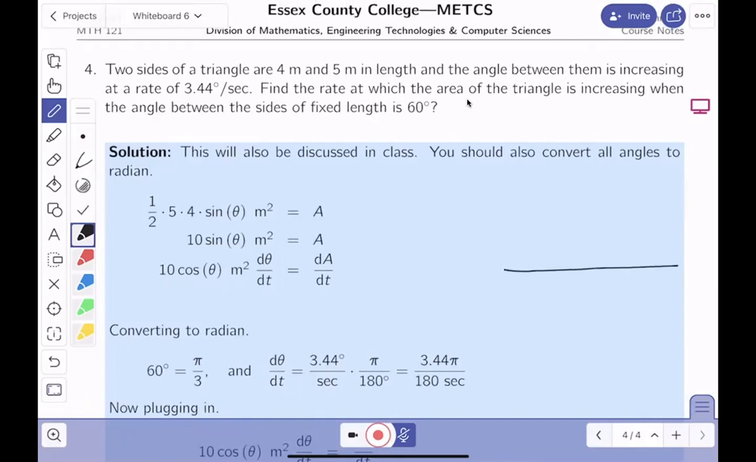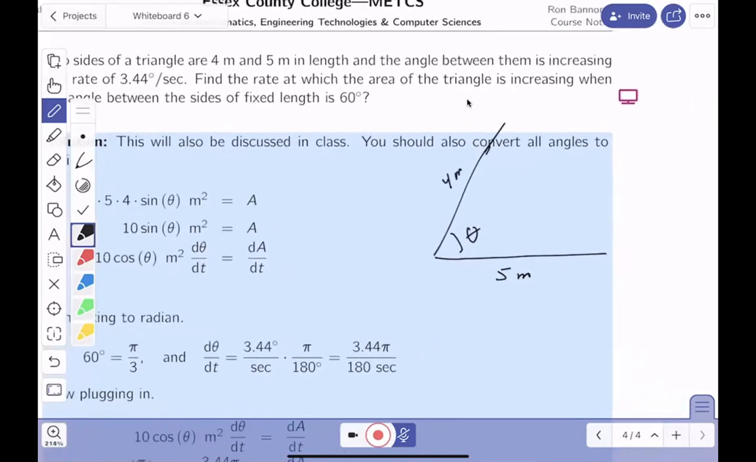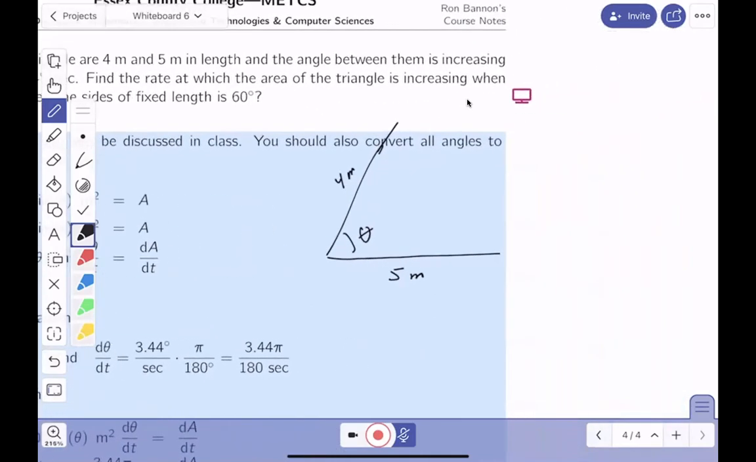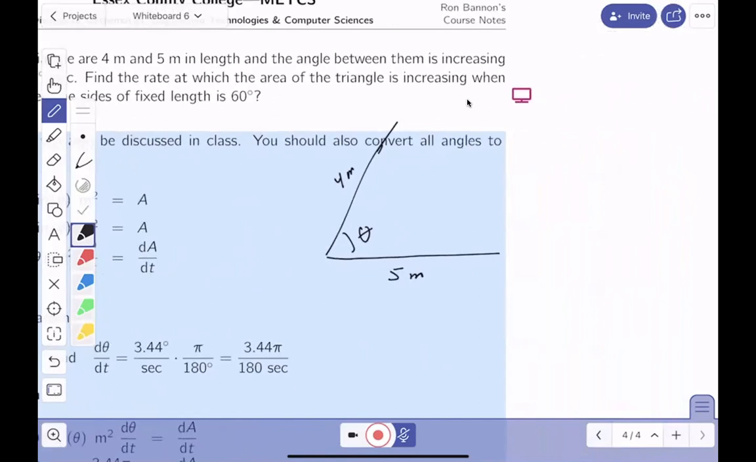Well, I'm going to try to ballpark the picture now. So I'm going to say there's a side that's 5 meters, and there's another side over here that's actually being rotated. How do I know it's being rotated? They tell me it's being rotated. It's increasing. Now it's around 60 degrees. So I'm going to say over here, this is the theta, and this is 4 meters over here. All right. So what do I know about this? They want to know about the area of it.